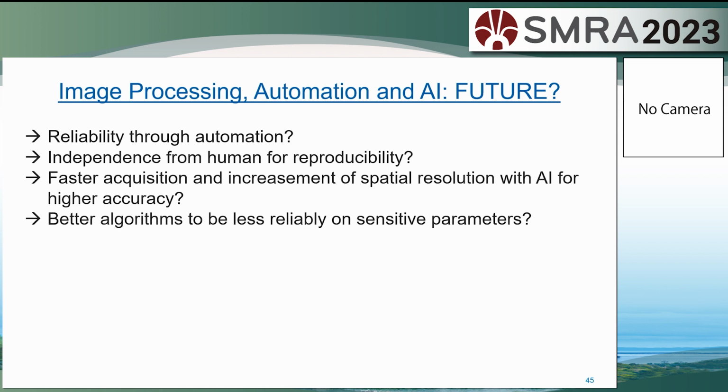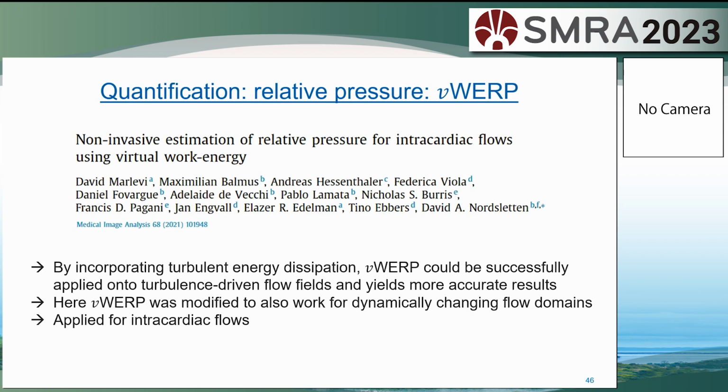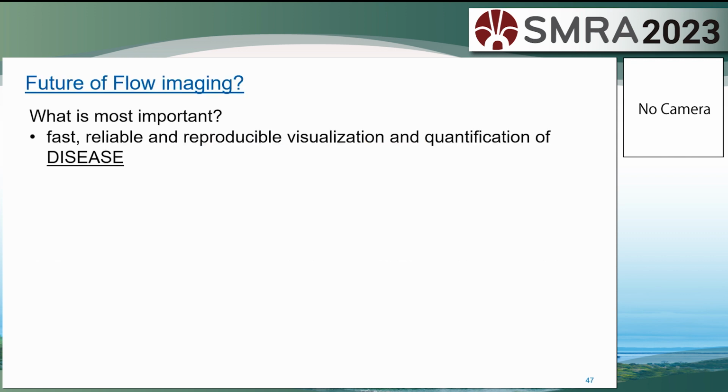Or we could actually still work on better algorithms. If we develop algorithms that are not so dependent on sensitive parameters, such as peak velocities, where we know we are very variable in our result. For example, as shown here by David Marlevi, he introduced a relative pressure algorithm that is called VVE. This algorithm does not depend on peak velocity and could be one way to go.